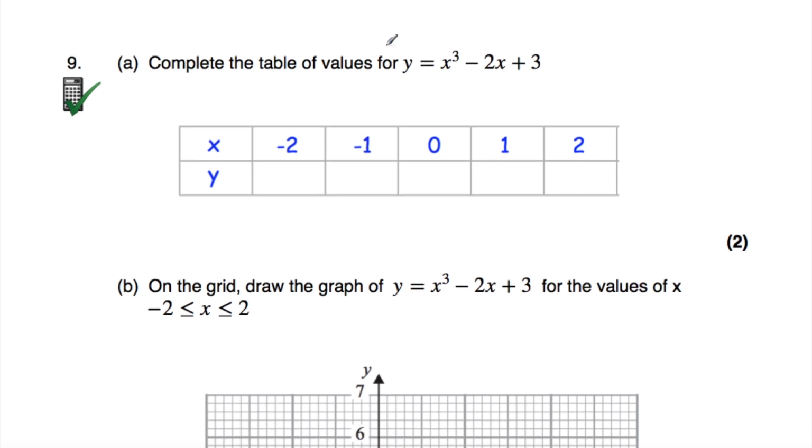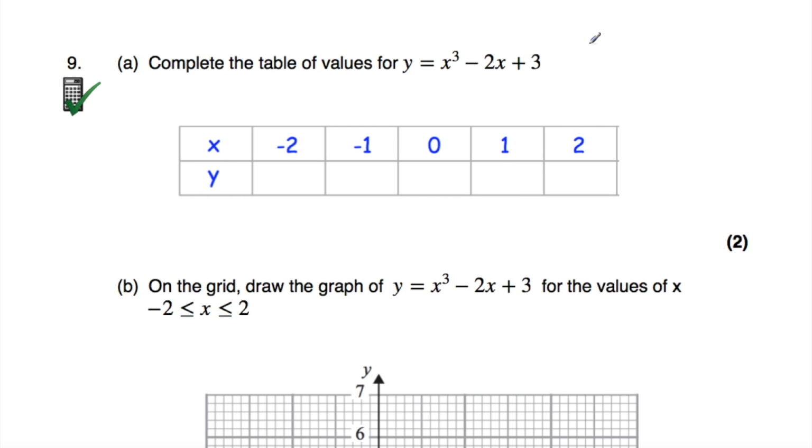So question number 9, we've been asked to complete the table of values for y equals x cubed minus 2x plus 3. So we've got this table of values here, and we've got our values of x going from negative 2 to 2. So we're going to cube the values of x, we're going to take away 2 times the value of x, and then we're going to add 3. So let's start off with 2.